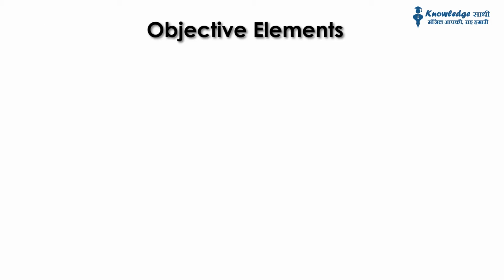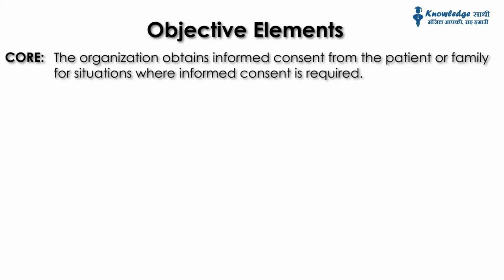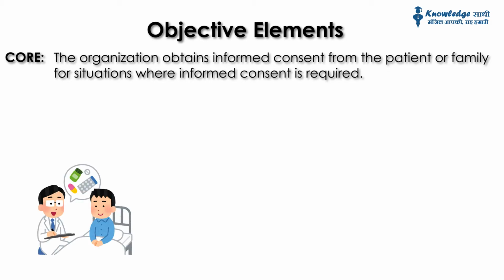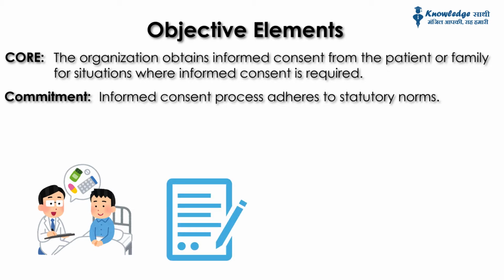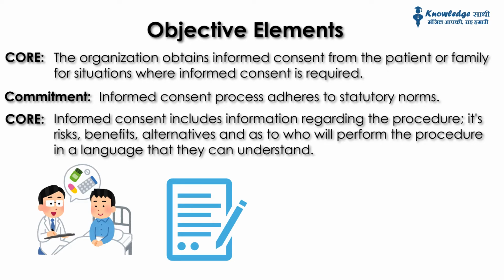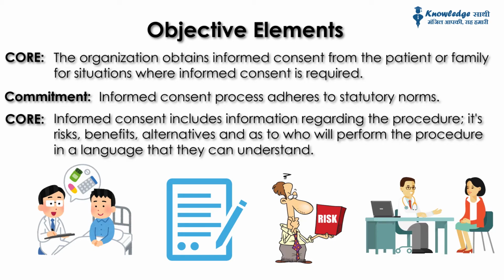Objective elements. Core. The organization obtains informed consent from the patient or family for situations where informed consent is required. Commitment. Informed consent process adheres to statutory norms. Core. Informed consent includes information regarding the procedure, its risks, benefits, alternatives, and as to who will perform the procedures in a language that they can understand.